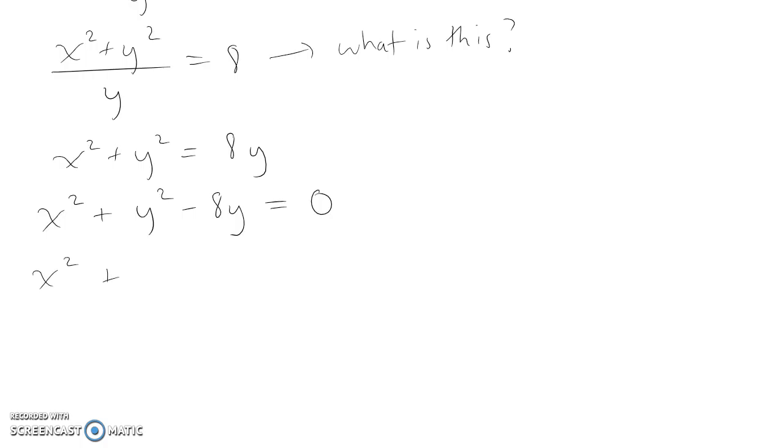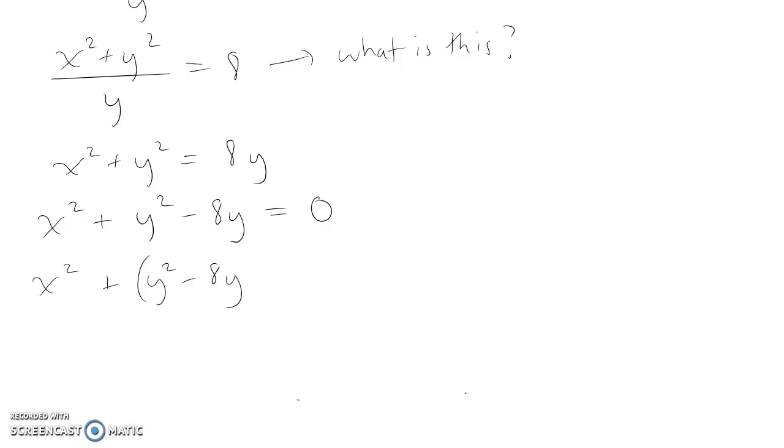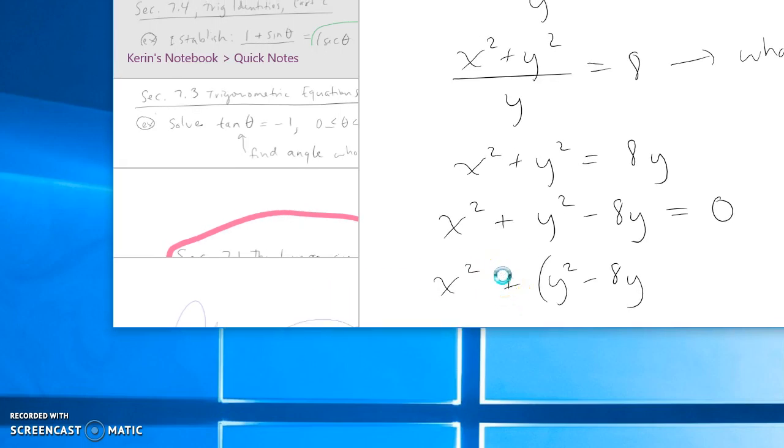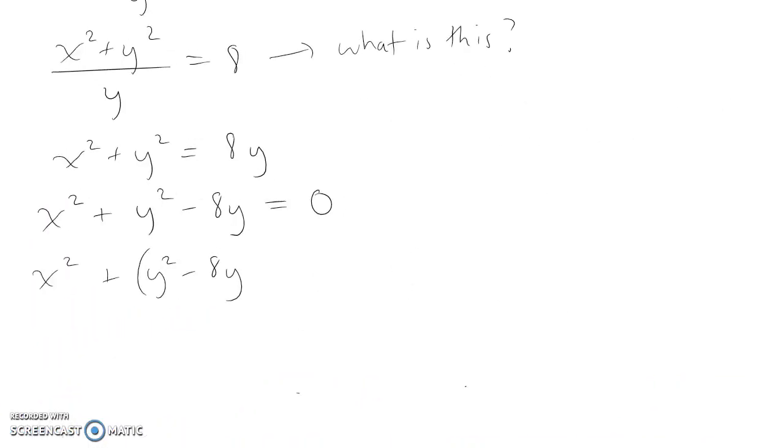Well, the x squared is fine if I'm going to leave it the same. If I want to complete the square for the y squared minus 8y, remember what we do. We take half of negative 8, that's the b, and we square it. So that's a negative 4 squared, which is 16.